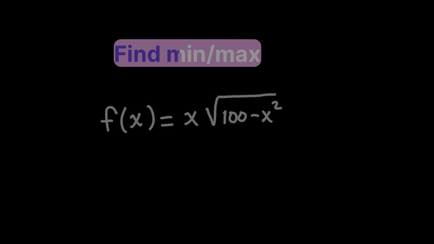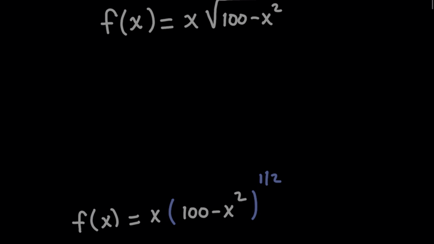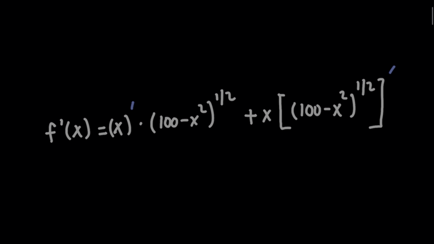Let's find the minimum and maximum values of f of x here in just a few minutes. We want to first rewrite the square root using a power of 1/2 because this makes taking the derivative a little bit easier to work with. So notice also we have a product here. So with our derivative, that means we have to use the product rule.